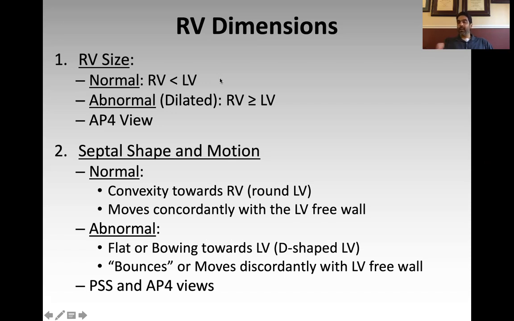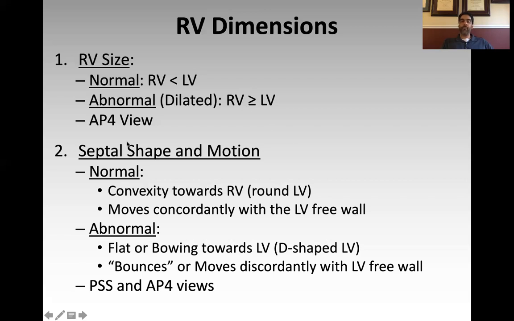They talk about a ratio like a 1/3, 2/3 ratio or a 40/60 ratio of RV to LV. That's all well and good. But if you have someone who's on positive pressure, who has all kinds of other stuff going on, RV smaller than LV is what you're going for. Okay. If the RV is the same size or bigger than the LV, then it is dilated.